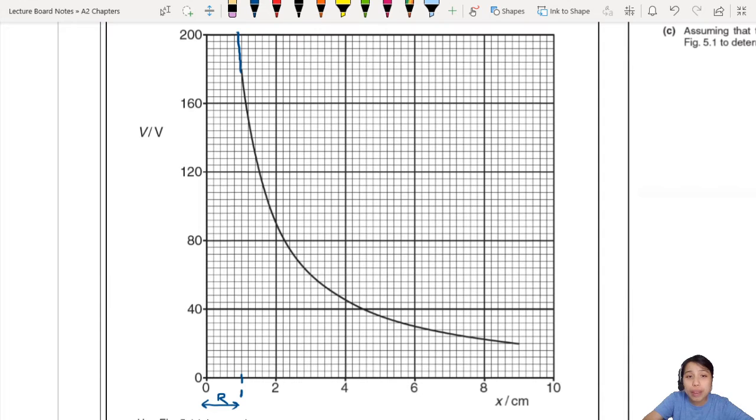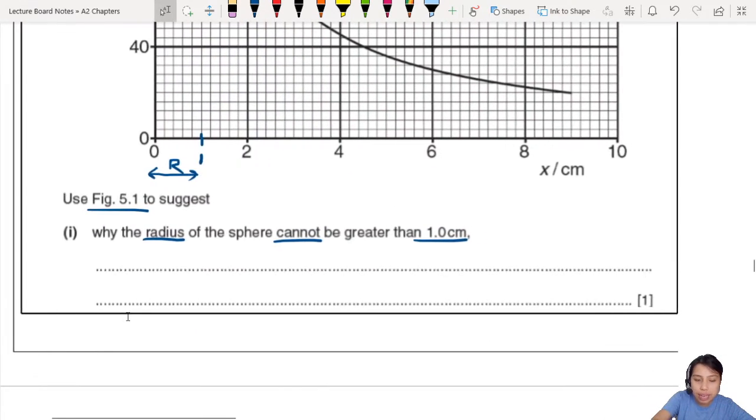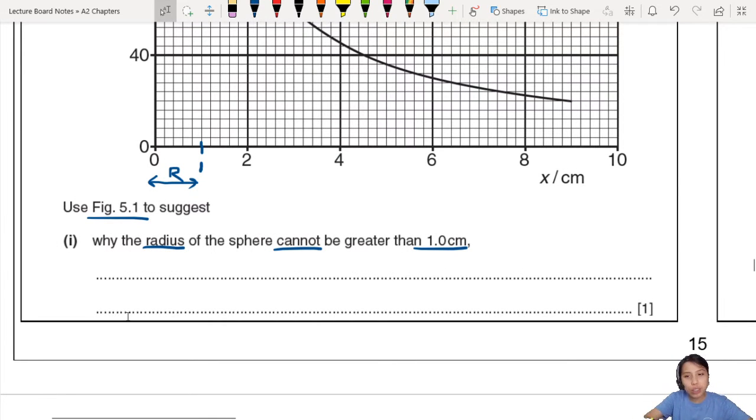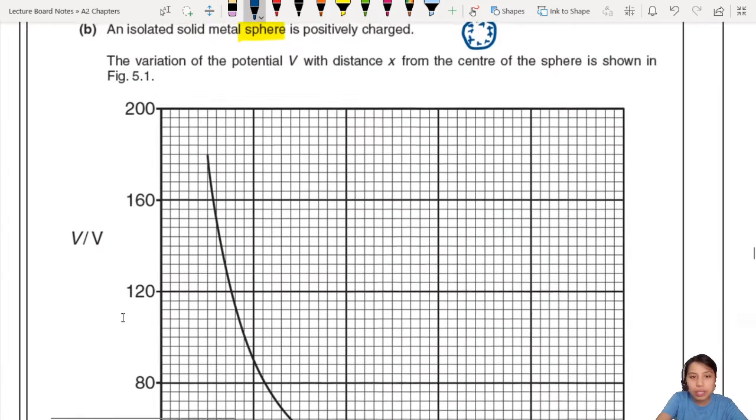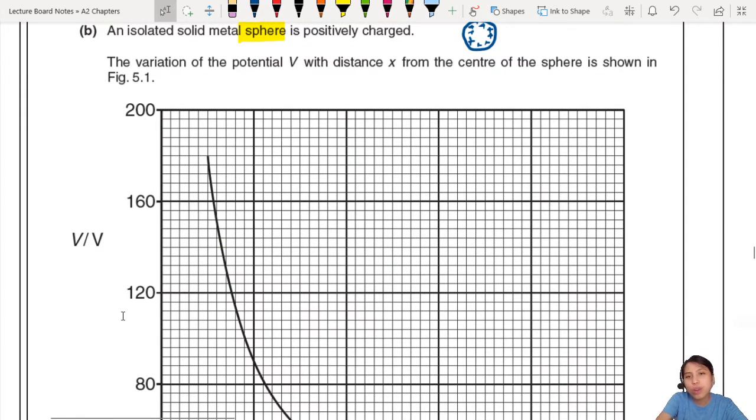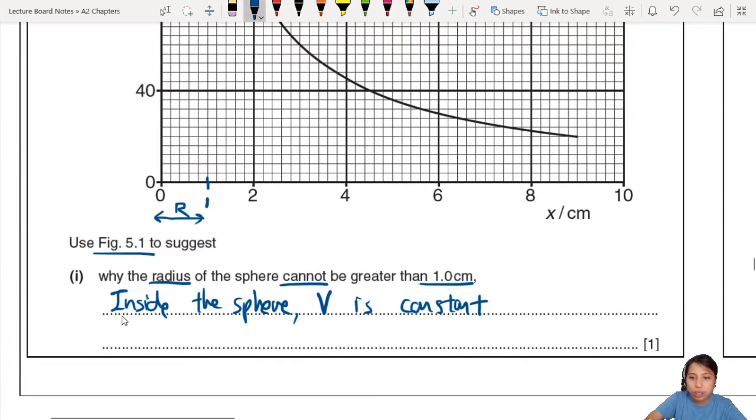So we need to explain the inside of the sphere. So how we can do that? We can say, inside the sphere, let's talk about inside the sphere. What should the potential be? Constant. Flat, straight line. So you can say V is constant. See, we got constant here. At 1, you're already curving down already. So of course, radius have to be less than that. So I think this is all you need to say. And you already get a B1 mark. Okay, so remember how to talk about this thing.